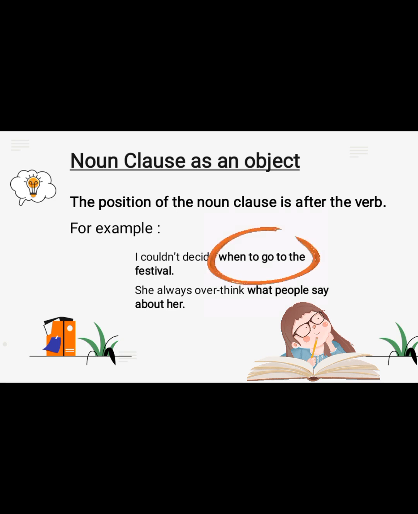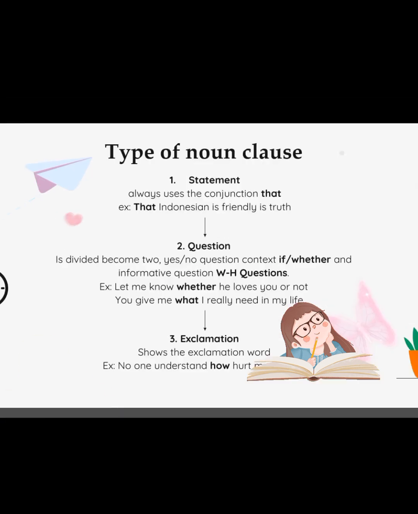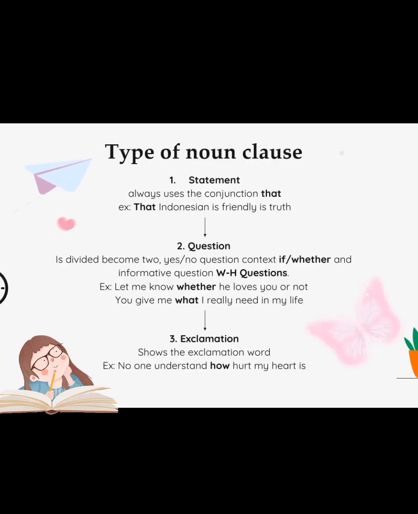For example, I couldn't decide when to go to the festival. She always overthinks what people say about her. Well, in this section, we will talk about types of noun clause. The first, there is statement.